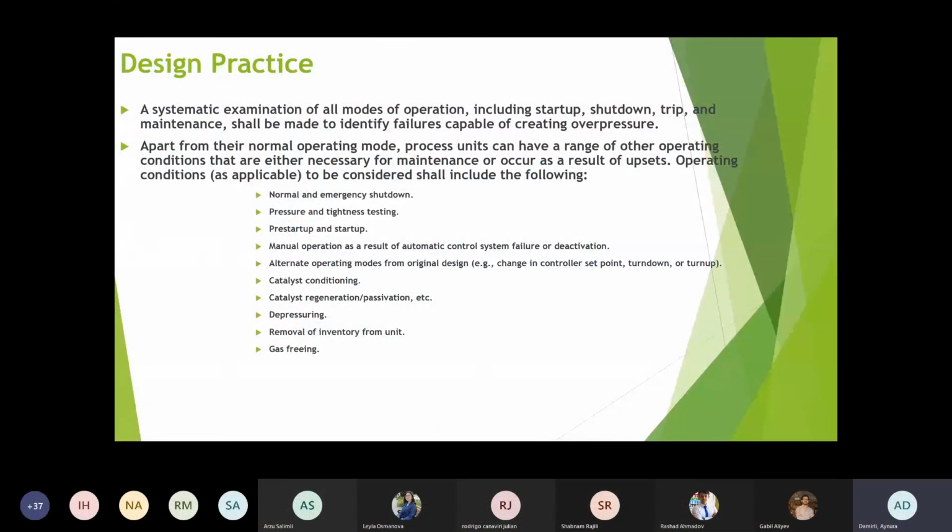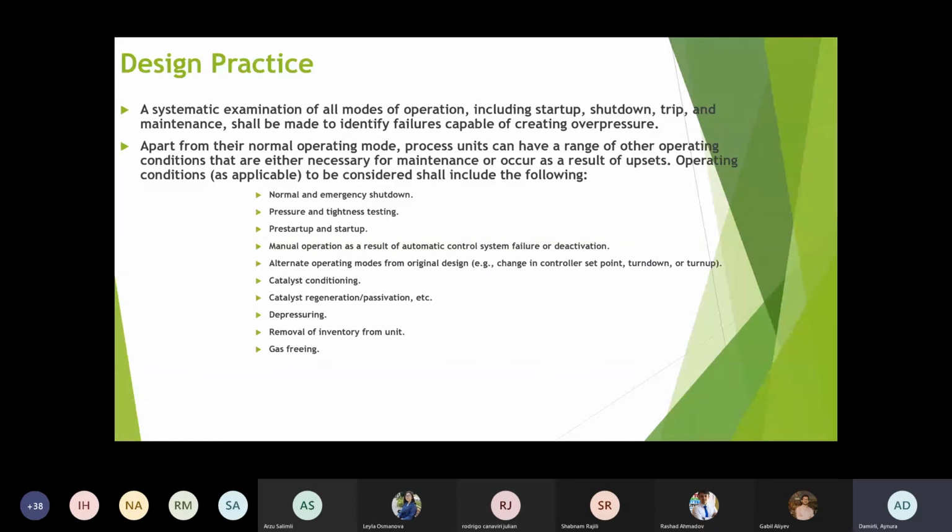The following points you can see here are operating conditions which need to be considered: normal and emergency shutdown, pressure and tightness testing, pre-startup and startup, manual operation as a result of automatic control system failure, deactivation, alternate operation modes from original design, catalyst conditioning, catalyst regeneration, passivation, depressuring, removal of inventory from unit, and gas freeing.